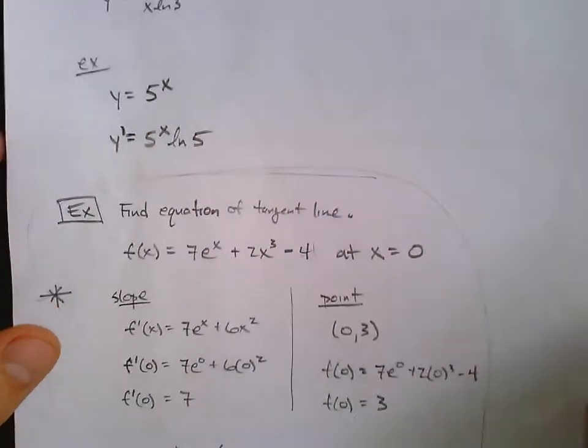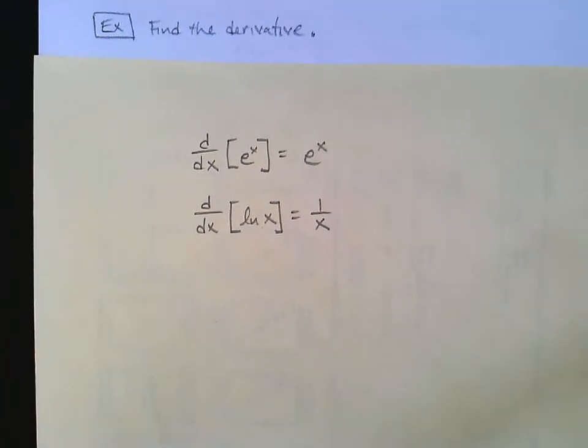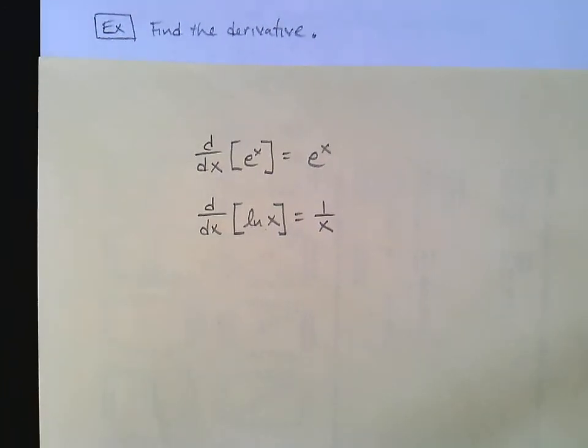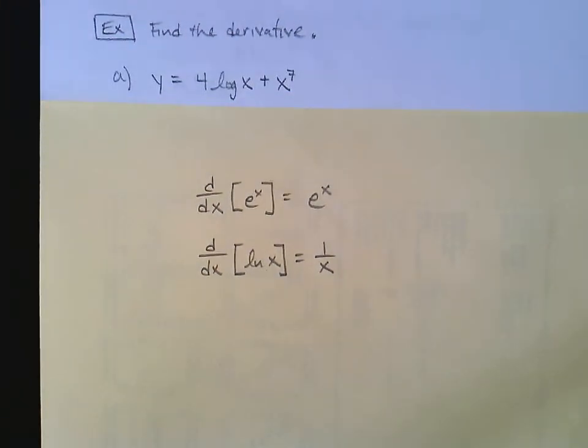We did this example earlier, so I need to keep going. And we're going to wrap up with these derivatives. Find the derivative. They're a little bit more challenging than those that we've just seen. Let's start with this. We're just starting to mix the pot. Every type of derivative that we know could be thrown at us and blended together in any way. So let's start with y equals 4 times the log of x plus x to the 7th.